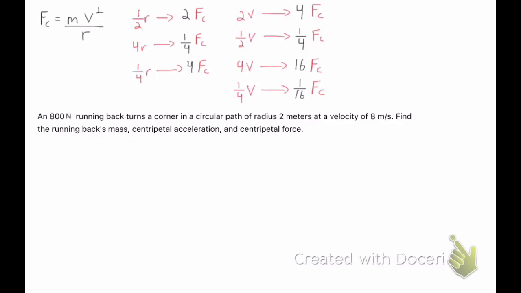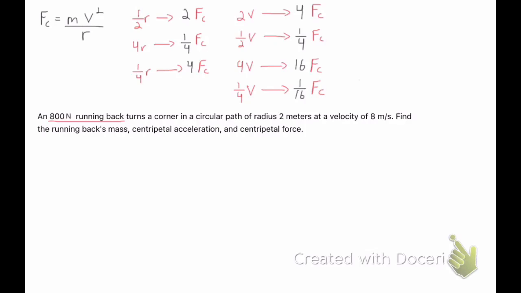Alright, so let's look at a question. An 800 Newton running back turns a corner in a circular path of radius 2 meters at a velocity of 8 meters per second. Find the running back's mass, centripetal acceleration, and centripetal force. Alright, so the first thing we want to find is the running back's mass. Well, how do we find that? Well, it says an 800 Newton running back. So we'll underline that. If we have an 800 Newton running back, what is that in kilograms?